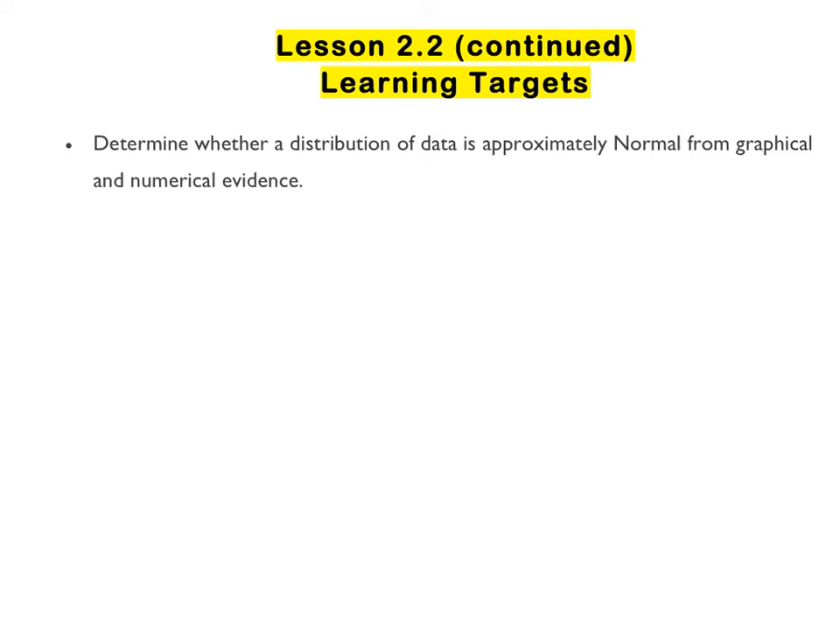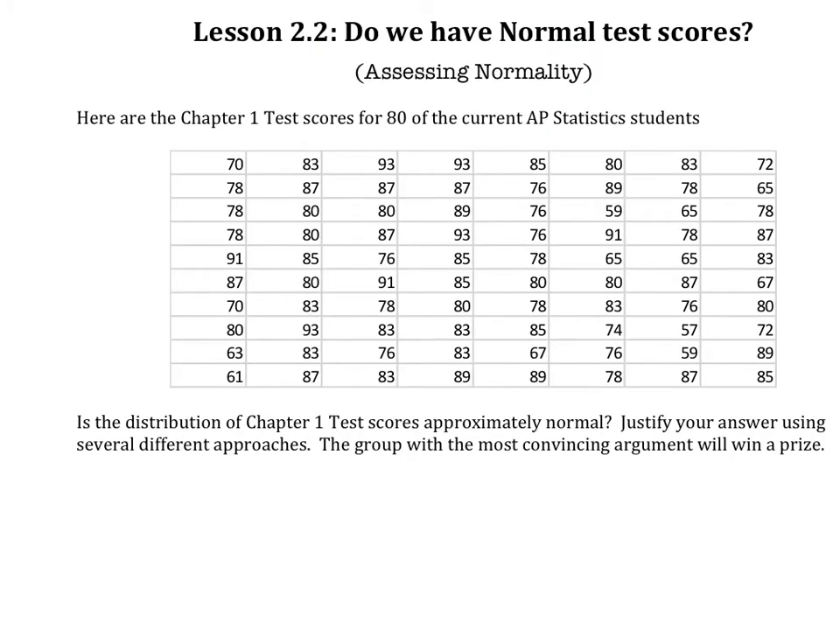This last mini lesson will round out Chapter 2 for us. Our learning target is determine whether a distribution of data is approximately normal from graphical and numerical evidence. The title of our lesson is Do We Have Normal Test Scores? And the subtitle is Assessing Normality.